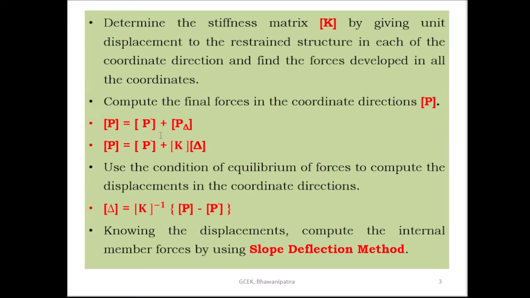So here from the stiffness equation, P is equal to P dash plus K into delta, where K is the stiffness matrix, delta is the displacement matrix and P dash is the force matrix. Then use the condition of equilibrium of forces to compute the displacements in the coordinate directions. The displacement is equal to inverse of the stiffness matrix into P minus P dash. Then after knowing the displacements, compute the internal member forces by using the slope deflection method.